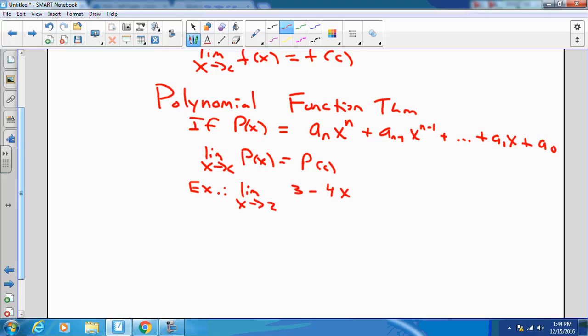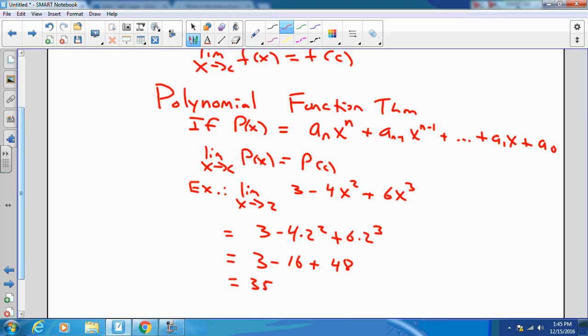So for example, the limit as x goes to 2 of 3 minus 4x squared plus 6x cubed. Unless for some reason I must, there is no need for me to walk through the process of limit properties here. I see that this is a polynomial, and I say, let's directly substitute. That is 3 minus 16 plus 6 times 8 is 48, which is going to be equal to 35. In the other class, I dorked up the arithmetic.